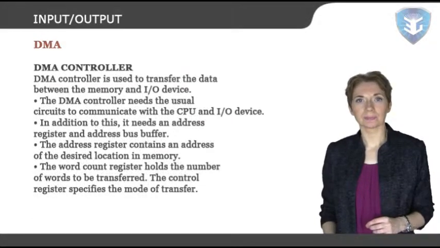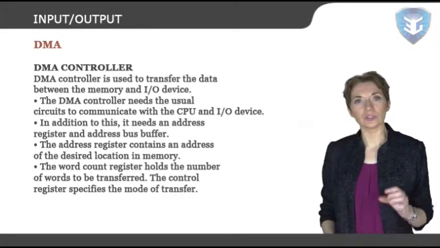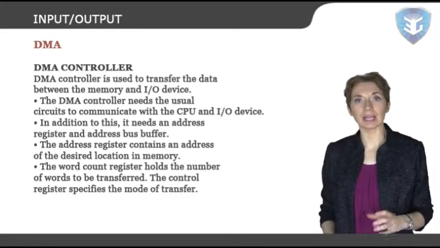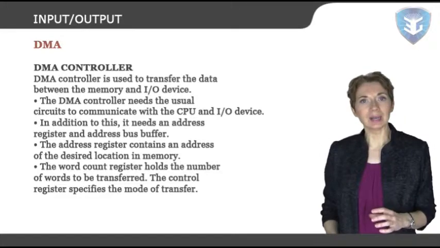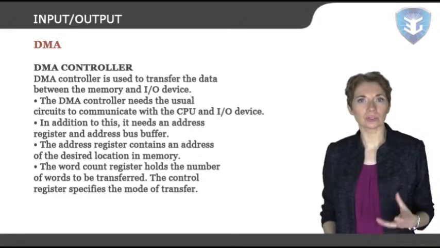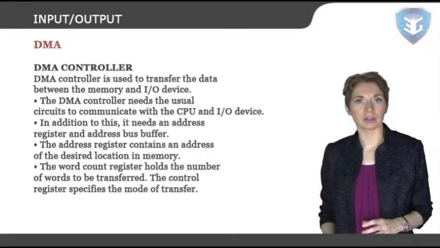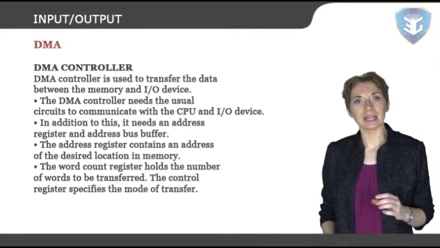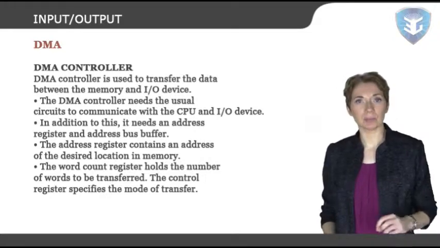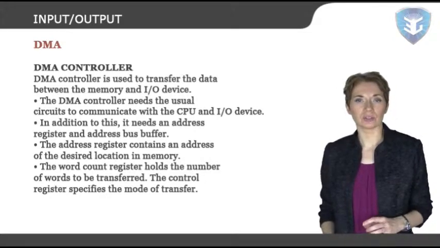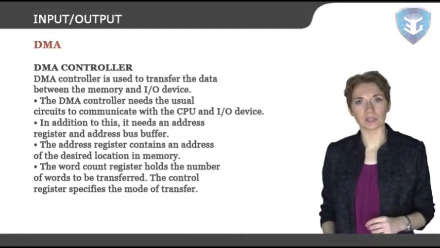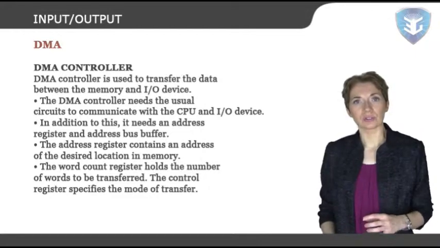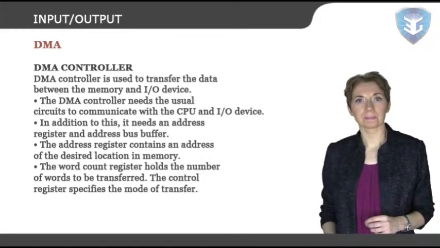DMA controller. The DMA controller is used to transfer data between the memory and the I/O device. It needs the usual circuits to communicate with the CPU and I/O device. In addition to this, it needs an address register and address bus buffer. The address register contains an address of the desired location in memory. The word count register holds the number of words to be transferred. The control register specifies the mode of transfer.